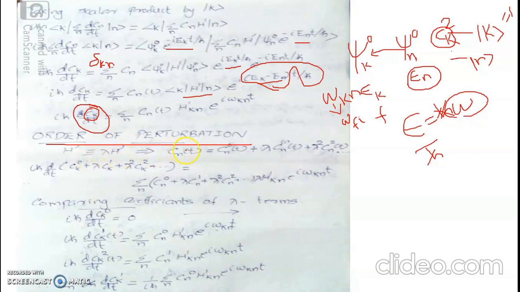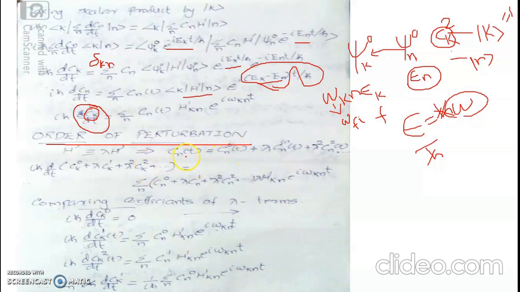Once you put this in the equation for Cn of t, it can have different orders of perturbation in terms of the different powers of lambda. The unperturbed system may be represented to have Cn0 of t, lambda power 0. Since it is not perturbed, there is no perturbation coefficient.